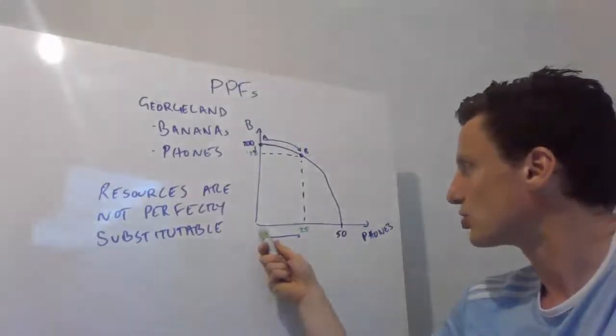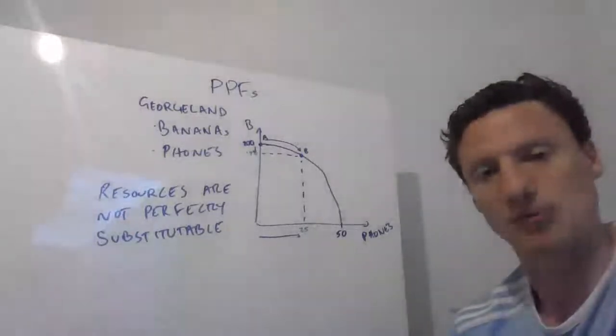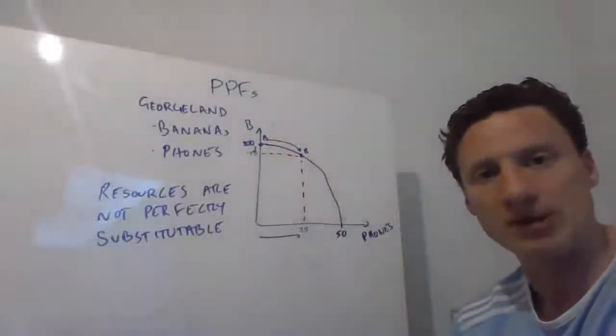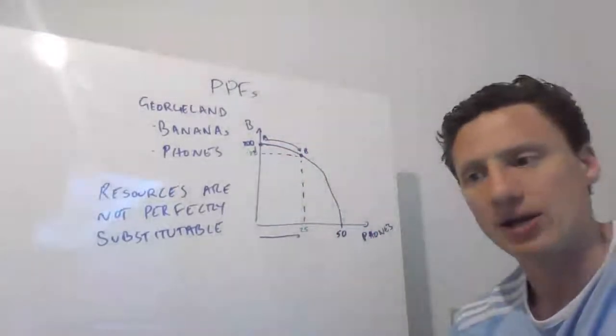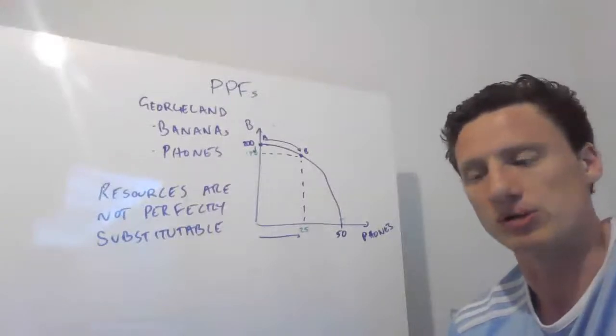And that way you get this huge increase in phones because you've got your best resources making phones now. It's giving you that huge increase, but you also haven't lost very many bananas because you only gave away the worst banana workers and the worst banana machinery.